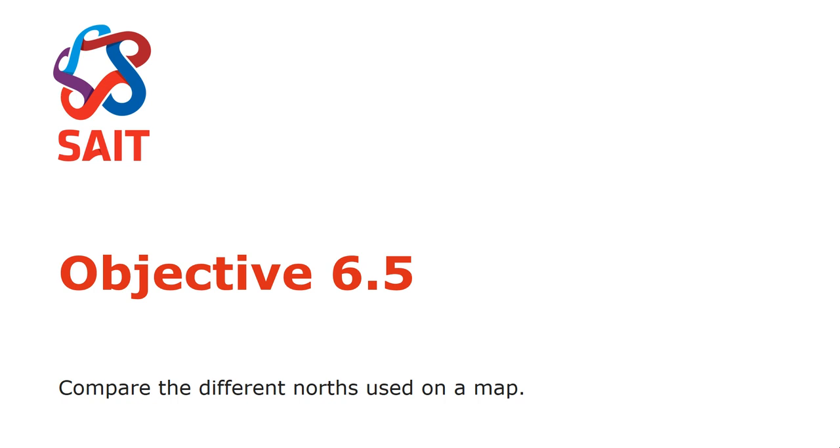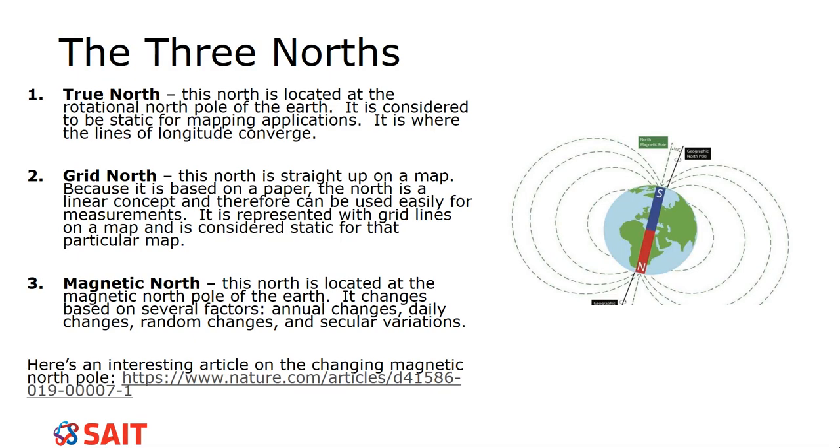And every single one of these has its purpose, the reason why we use them, and how we move between them. And you'll see this on every topographic map as well. You'll see all 3 norths so that you'll be able to identify which one you use. So the 3 norths are the true north, the grid north, and the magnetic north.